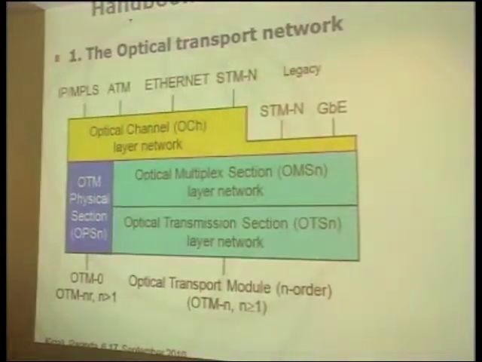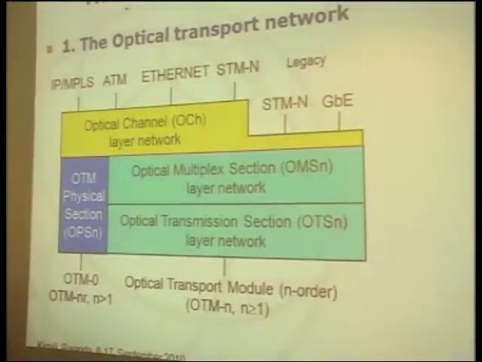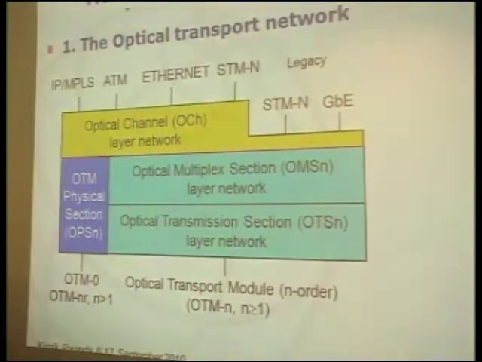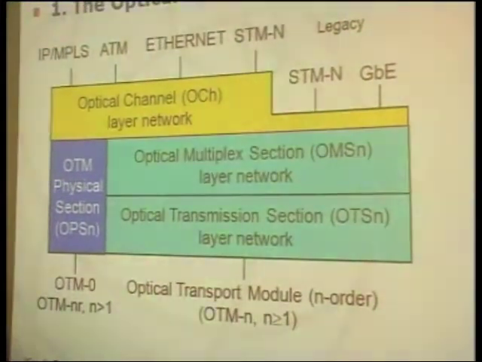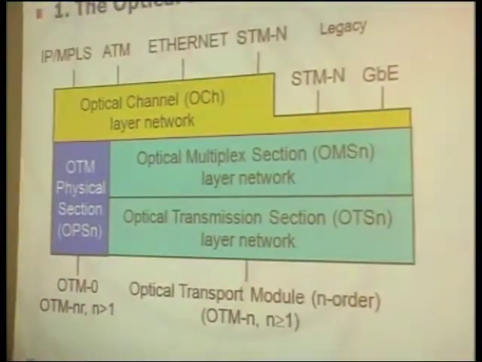Well, this is a diagram showing how a client signal is accommodated inside the optical transport network. The client signals are those on top of the diagram. There are some of them, of course, not all the electrical signals we have available nowadays. We have IP packets, which are sent with the MPLS protocol. We can have ATM cells, even though ATM is a declining technology, nobody is going to install it as a new installation. Then we have Ethernet, or the new generation of SDH.